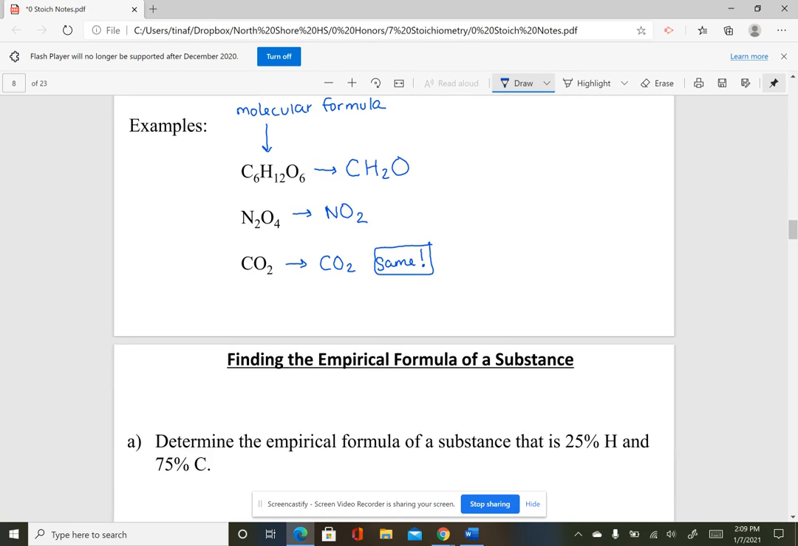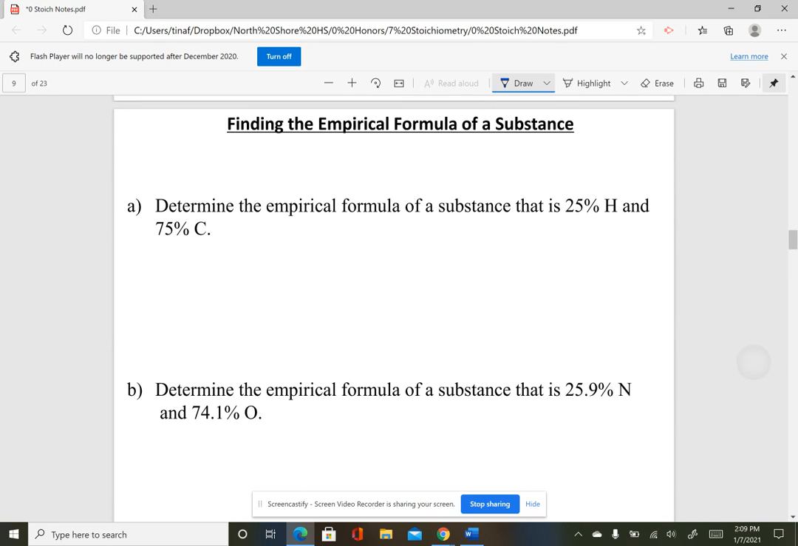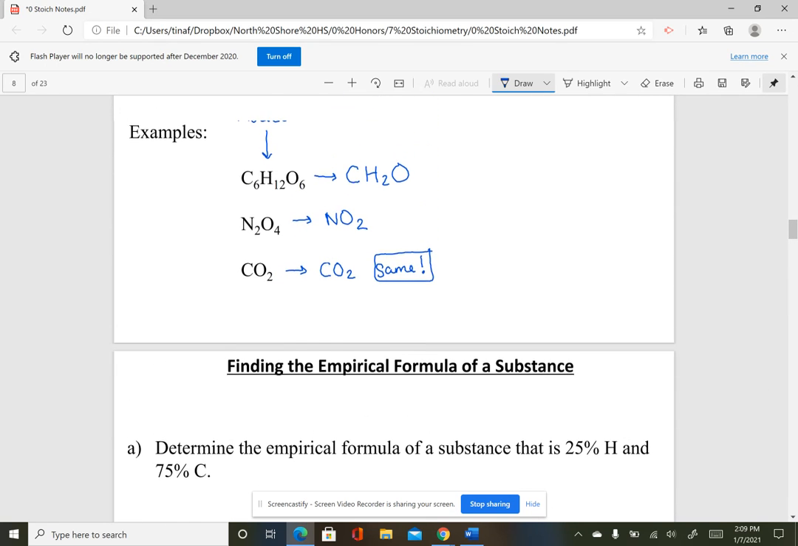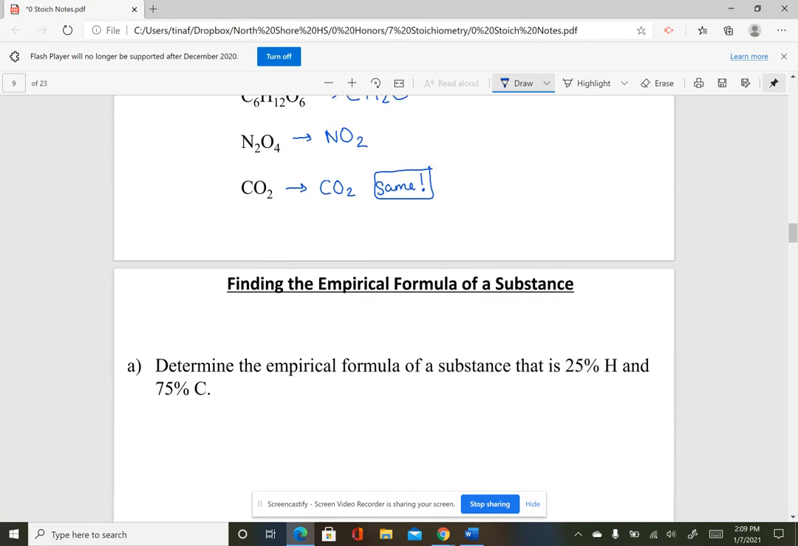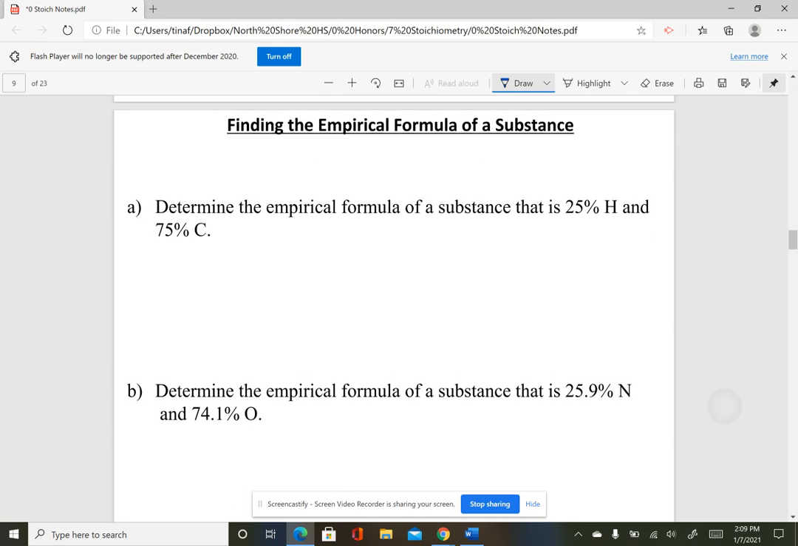All right. So, how do we find the empirical formula of a substance? Aside from being given its actual molecular formula and simplifying, you can also be given the percentages of each element in a compound. And from there, you can determine what the empirical formula is. So the first important rule is that you have to assume you have 100 grams of a substance. You have to make that assumption for these types of questions.